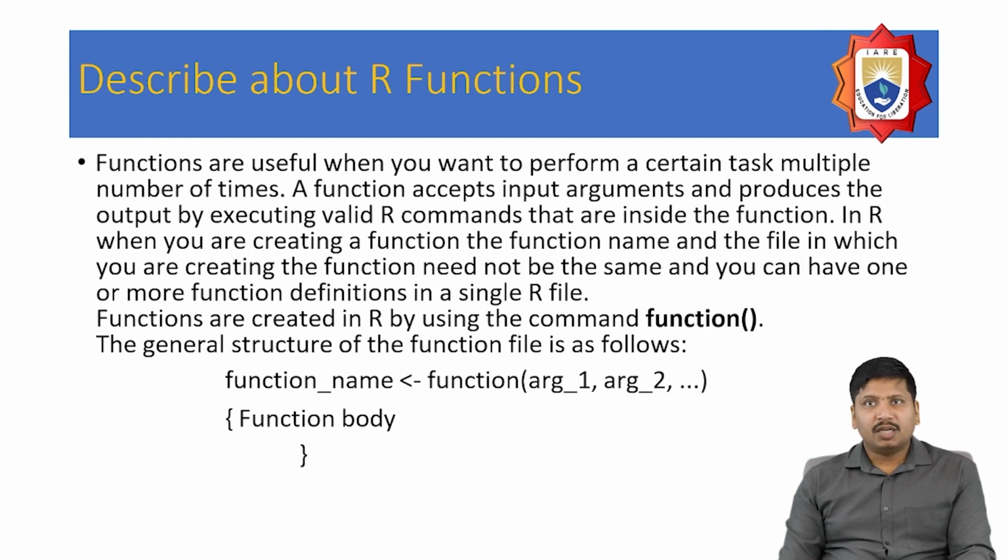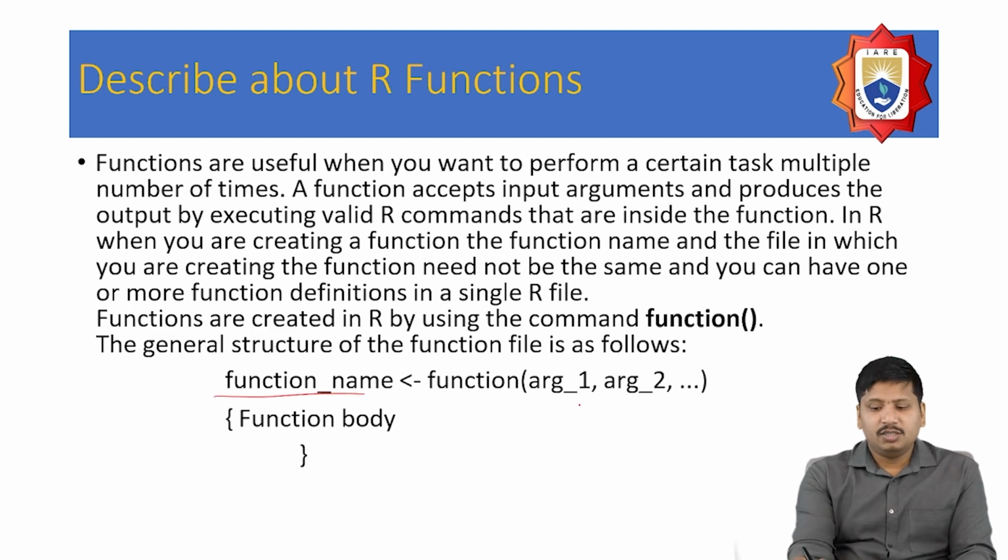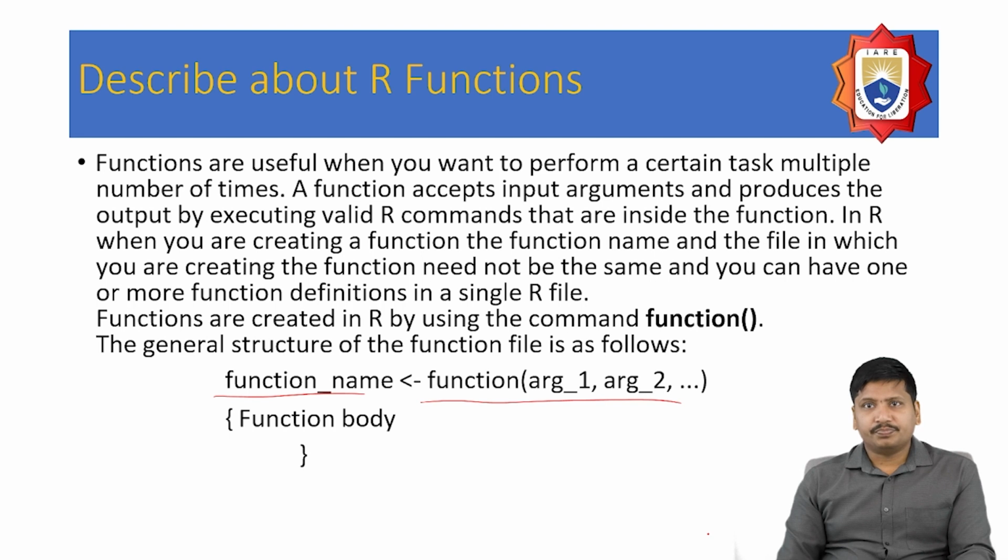Next one: describe R functions. R functions are nothing but the building blocks of the program. They perform various tasks, and a function accepts input arguments and produces the output. A function in R is created by using the function keyword. The general structure of the function is as follows: function name, arguments, and function body.